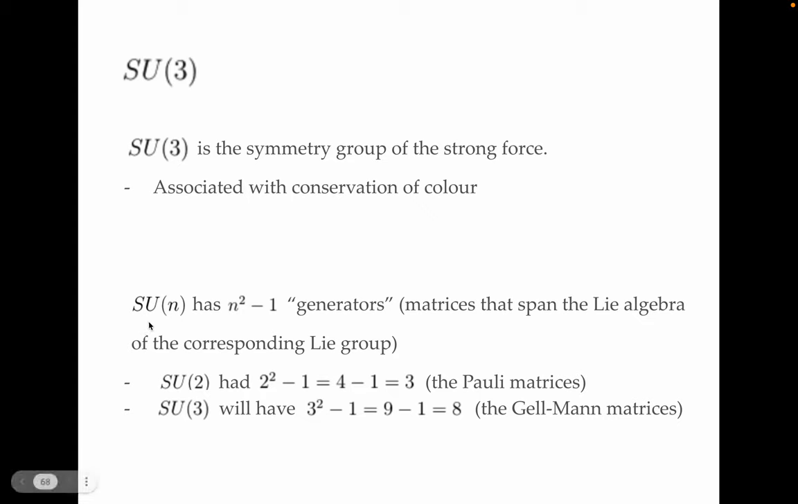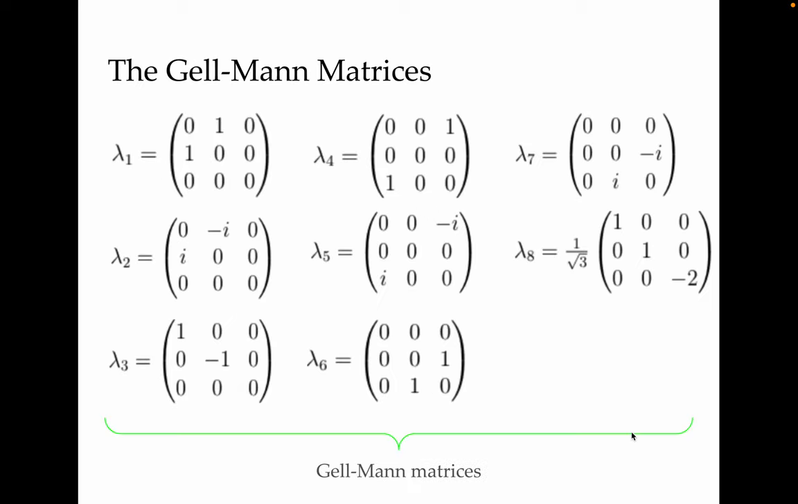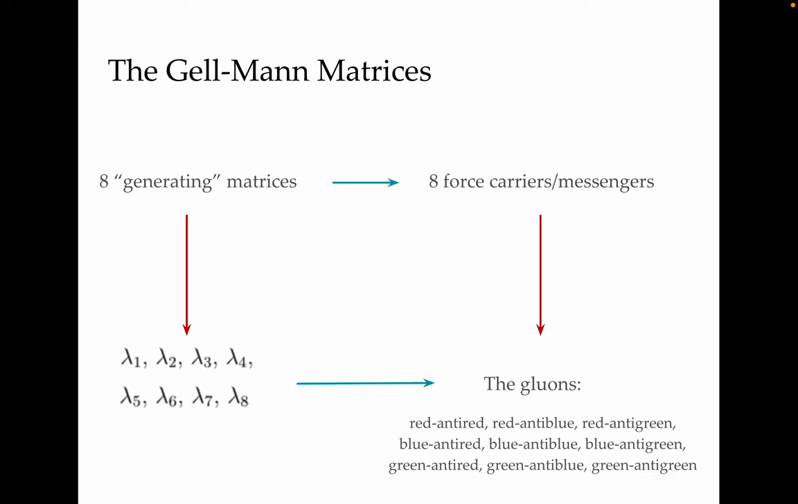In general, the SUN group will have n squared minus 1 generating matrices. We unknowingly observed this property in SU2 when we had 3 generators. Keeping with this pattern, SU3 has 8 generators, called the Gell-Mann matrices, that look like this. Therefore, in keeping with our pattern here, we're going to anticipate 8 mediators for the strong force. And surely enough, there are 8 of them, and they're called gluons. We name the gluons by different color combinations, as shown here.